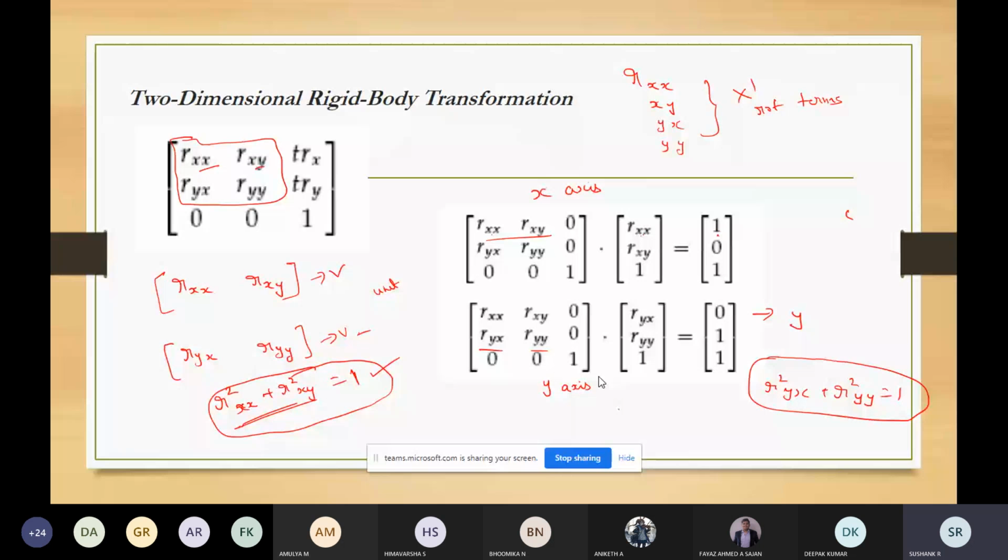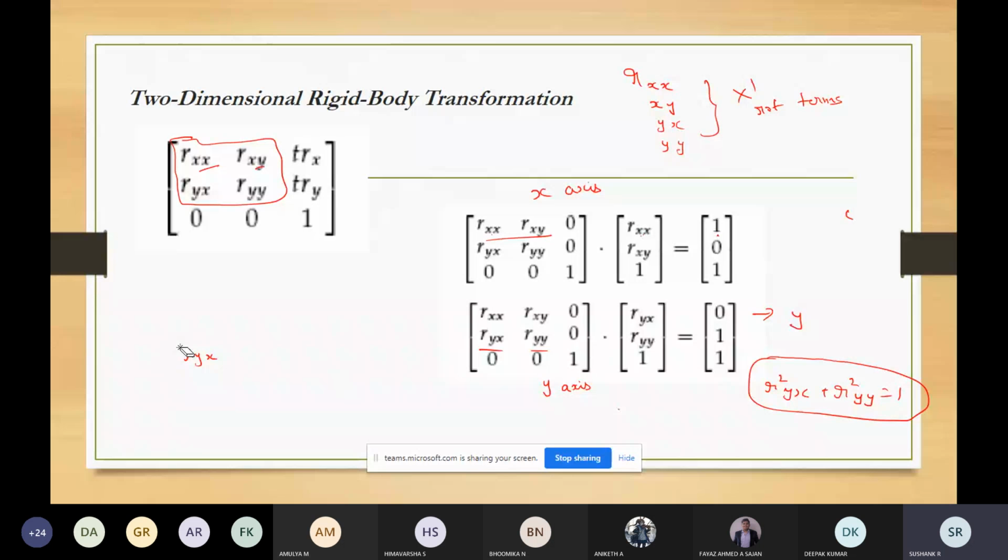So this is how the equation is generated. One example for this: this is rigid, so no scaling will be there. If you want to rotate an object at position xr comma yr with an angle theta, and you have to perform the translation along tx and ty.